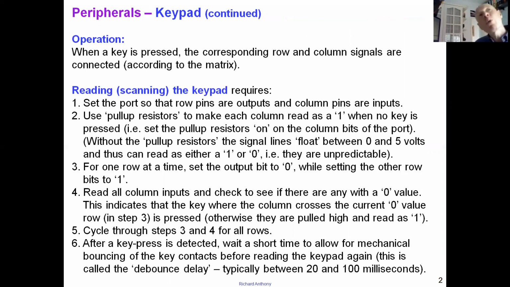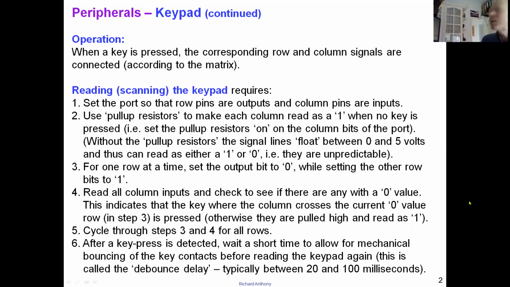You use pull-ups on the columns, so they are 1 when there's no key pressed. You then, one at a time, set the rows, pulling each to a 0 by outputting a 0, and then you check to see if there are any 0s on the columns, and that means a key was pressed, and you cycle through that for all the rows, okay? So you'll see the algorithm.